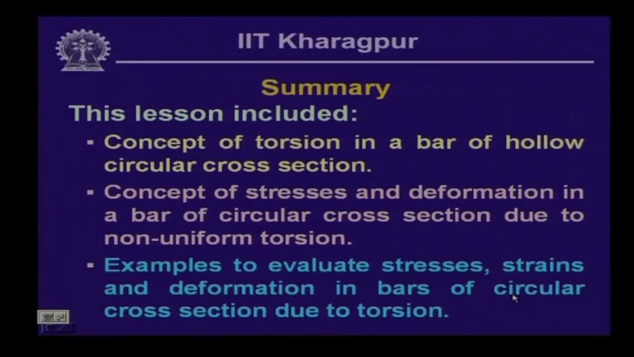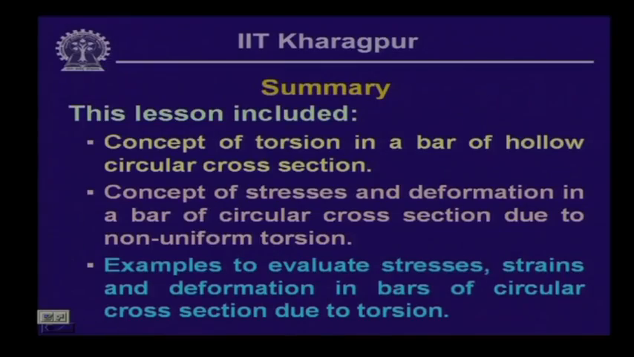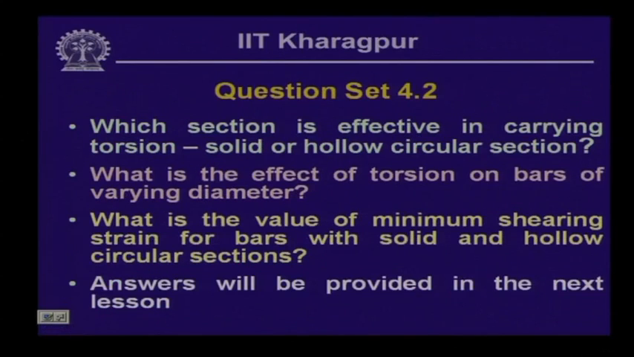Well, to summarize what we have discussed in this particular lesson, we have discussed the concept of torsion in a bar of hollow circular cross section. Now, in the previous lesson we had discussed the solid section, a bar which is having a solid cross section. In this particular lesson we have discussed the effect of torsion on a bar where the cross section is a tubular one and is not a solid one. Then the concept of stresses and deformation in a bar of circular cross section due to non-uniform torsion, and then we have looked into some examples to evaluate stresses, strains and deformation in bars of circular cross section due to torsion.